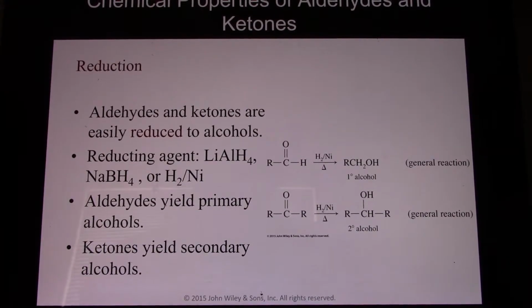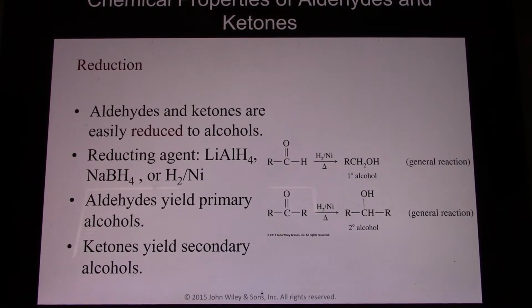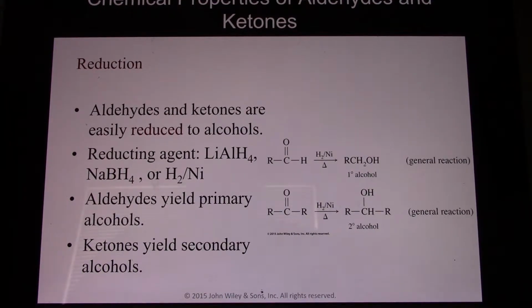Reduction. Aldehydes and ketones are easily reduced to alcohols. Your common reducing agents are lithium aluminum hydride, sodium borohydride, and hydrogen gas on nickel. In general, aldehydes are extremely easy to reduce, and sodium borohydride or hydrogen gas will easily reduce them. Then you end up with a primary alcohol. These molecules will also reduce a ketone to a secondary alcohol.